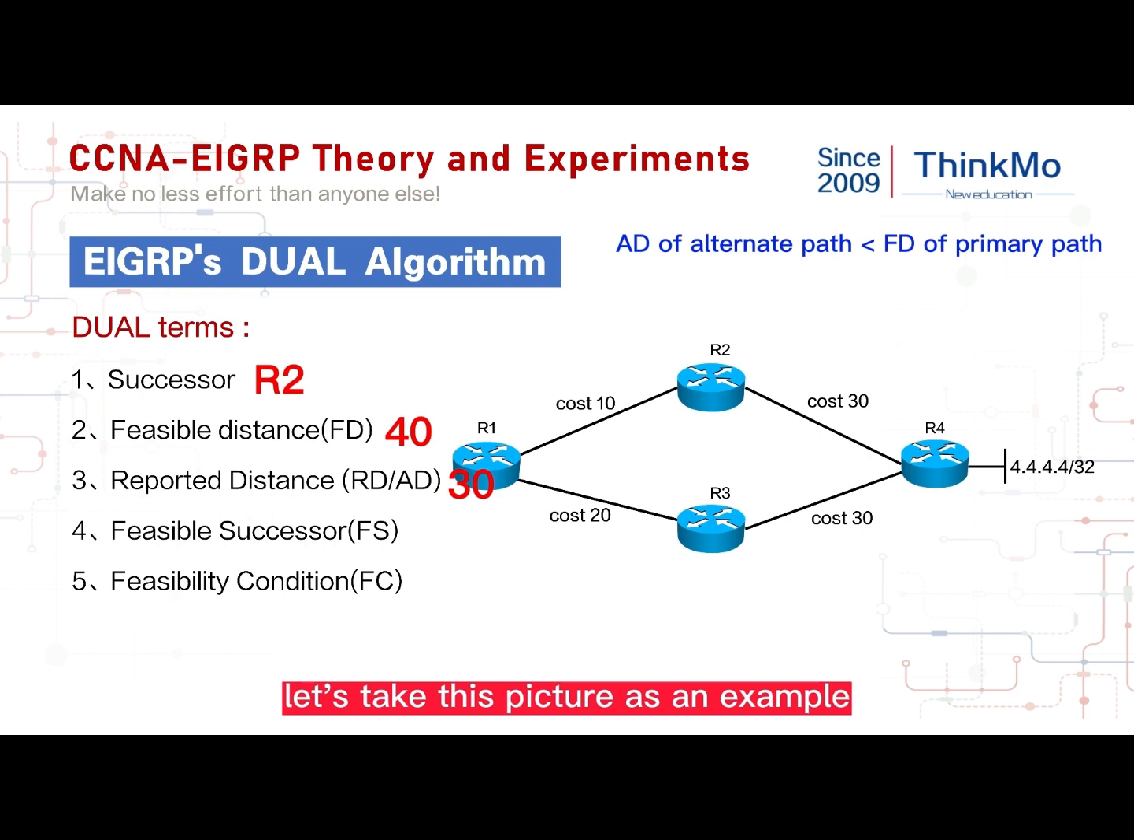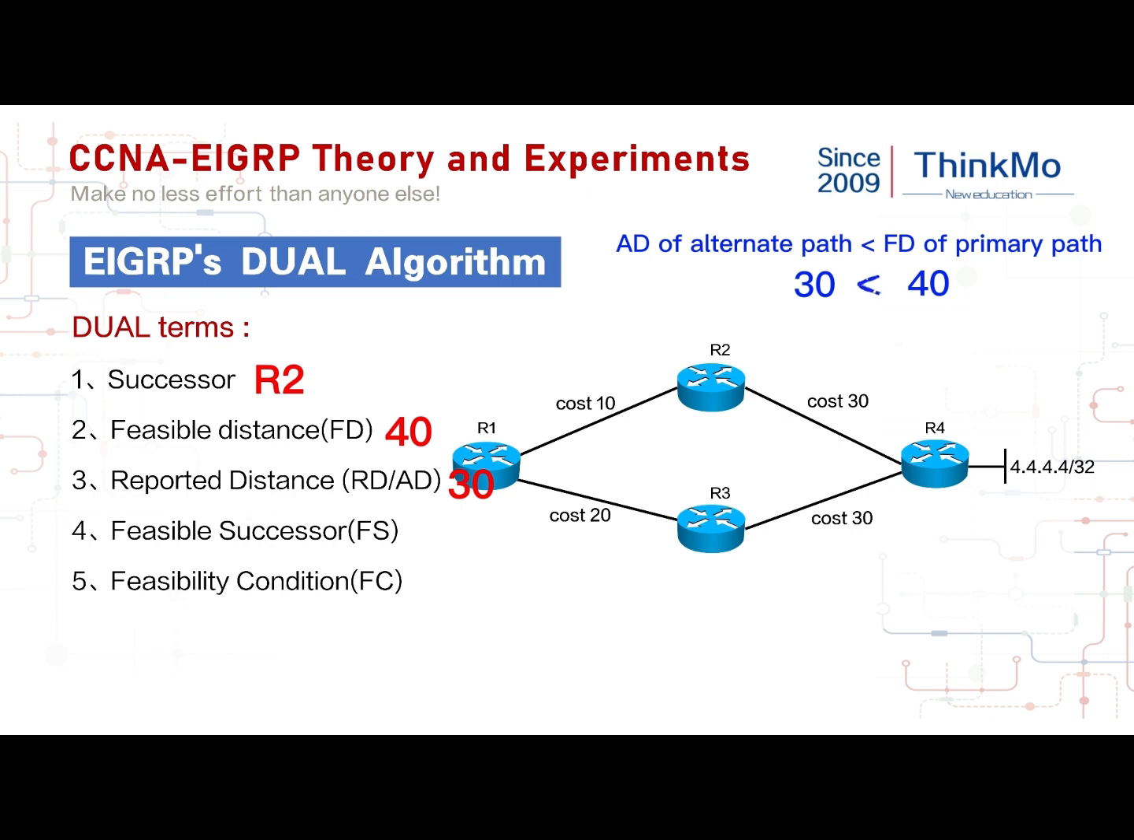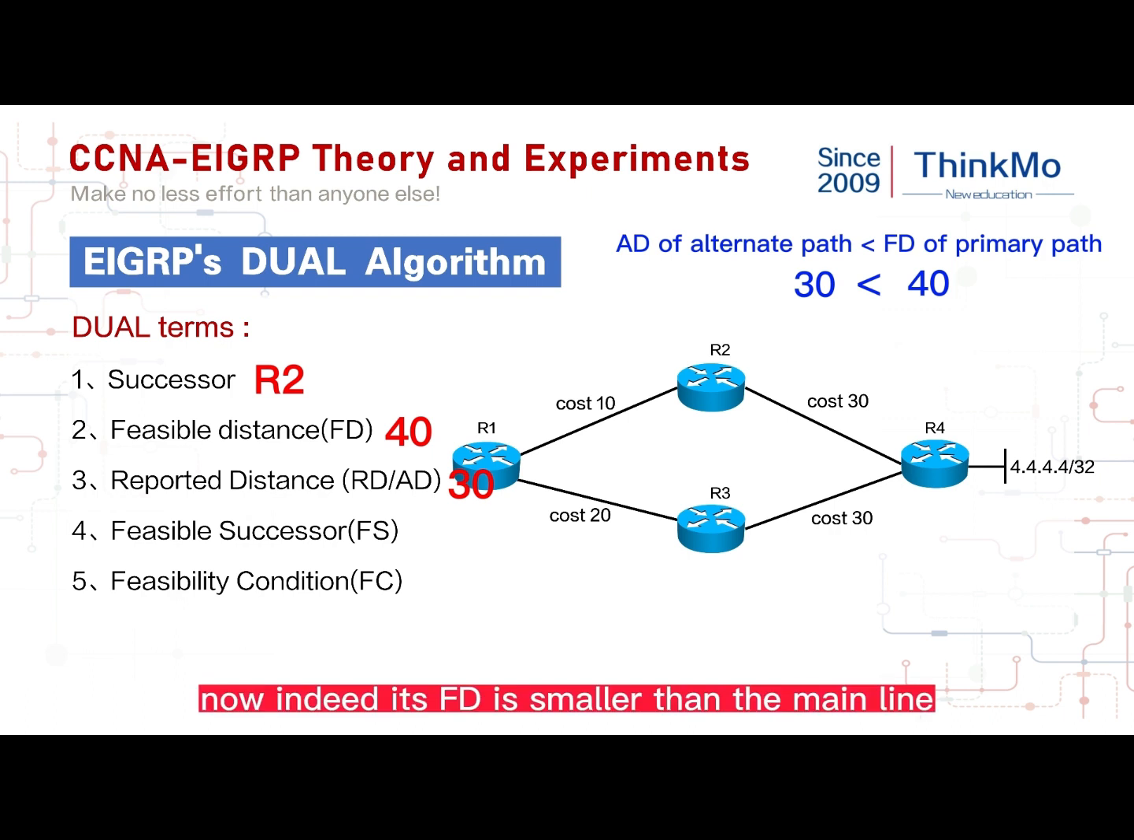Let's take this picture as an example. Now the following line, its alternate path is the following line. Because the above is the main path, AD is the advertised distance. If its next hop router is R3, this is called its advertised distance, is 30. So now the FD of the main line is 40. 30 is less than 40 now. Suppose you use it as a backup line. Then you compare. Now indeed its FD is smaller than the main line. Then this path can be an alternate path.